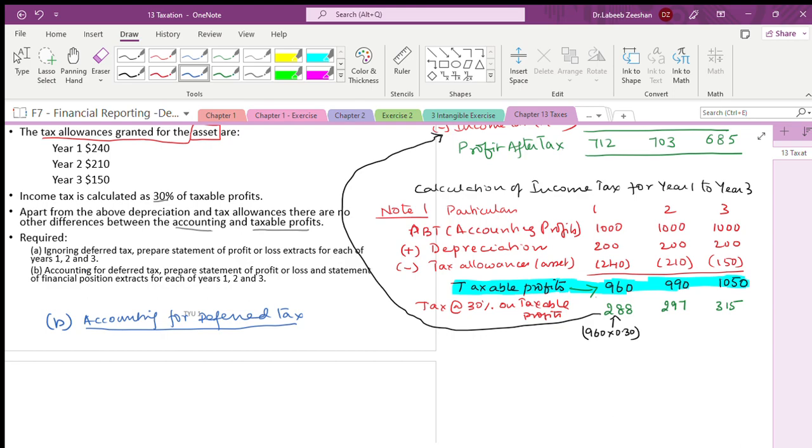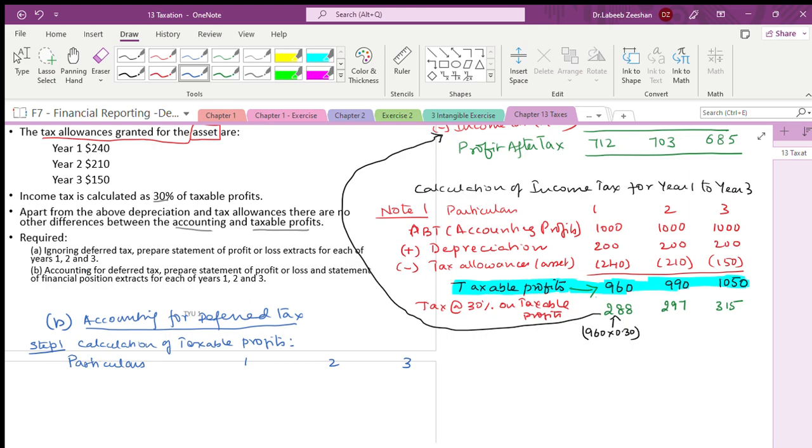Again, first what we have to do, step 1: calculation of taxable profits. Now you will understand. It will take time, okay? It is a little bit new. We are doing it for the first time. Definitely we don't have it yet. The moment we do the second part, it will be clear.